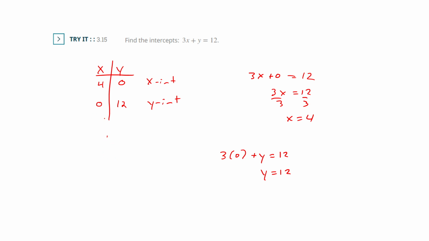Now we're going to be graphing them here soon. But this would be fine if you gave me this table. But these are points. So the x-intercept is the point 4, 0. The y-intercept is 0, 12. I guess it would be better to answer this like this.